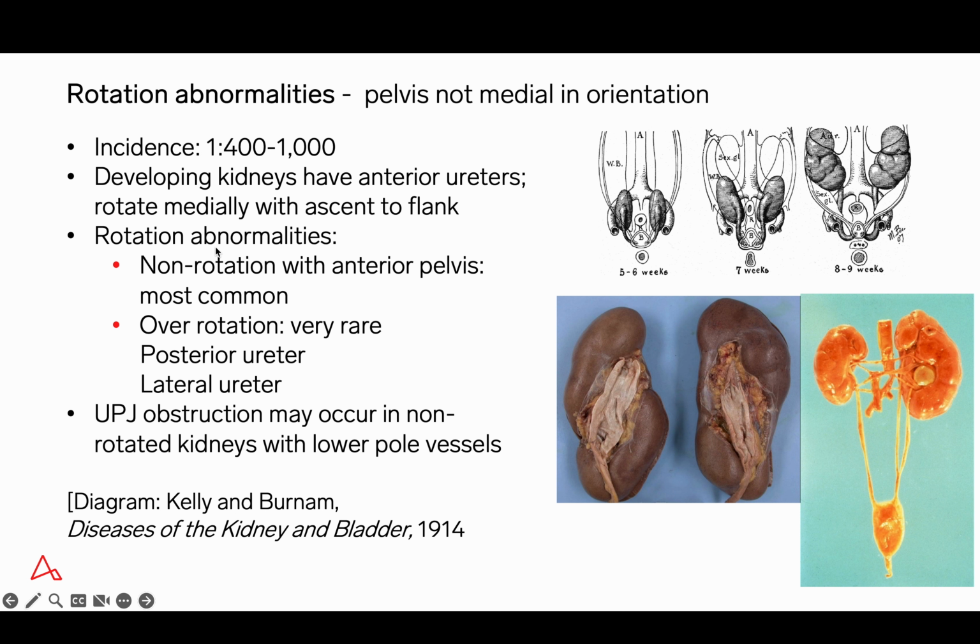The rotation abnormalities can be one of several types. Non-rotation with an anterior renal pelvis is far and away the most common. And this image here on the right shows an example of two kidneys in which non-rotation abnormality is present. Notice the renal pelvis and ureter in both cases are anterior, and the renal pelvis itself is dilated in both kidneys.